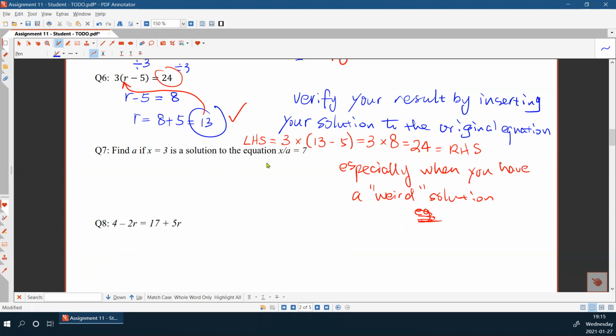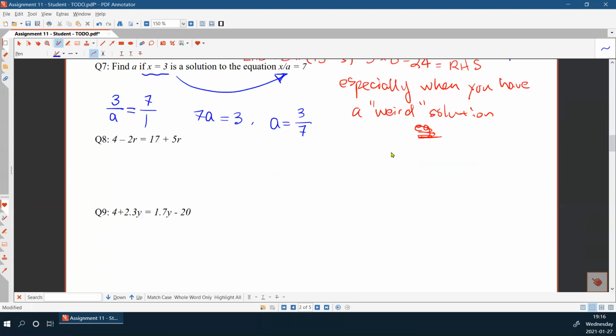Find a if x being 3 is a solution to the equation x over a is 7. If x being 3 is a solution to the equation, that means if I insert this result into the original equation, the equation can hold, right? So if we put x is 3 into this question, this gives us 3 over a is 7. This is actually 3 over a is 7 over 1, so by the cross product method, this gives us 7a is 3, and then a is 3 over 7. Any questions? No? Okay, let's see the next one.